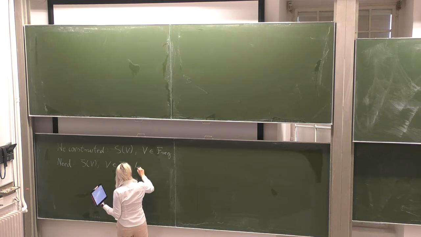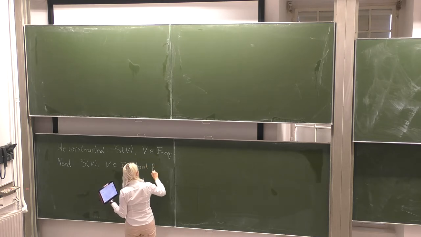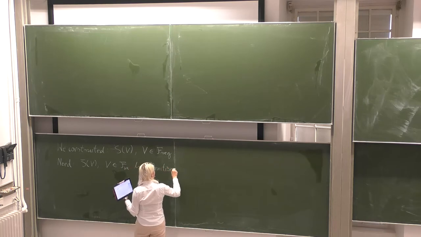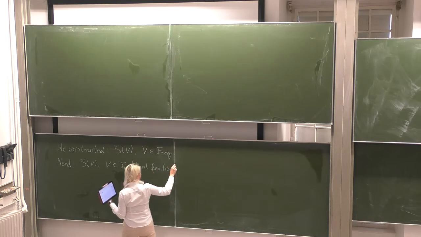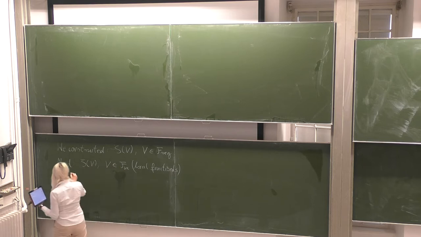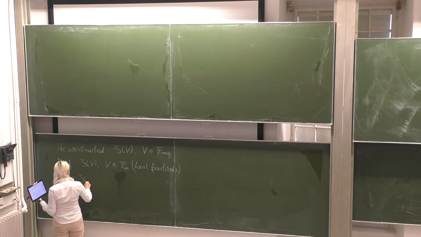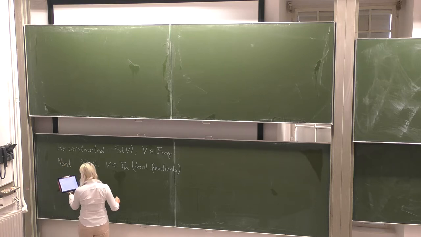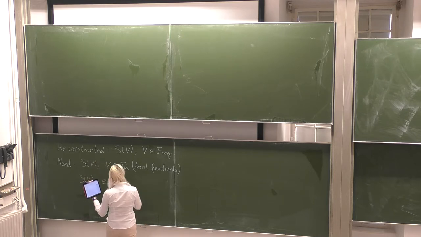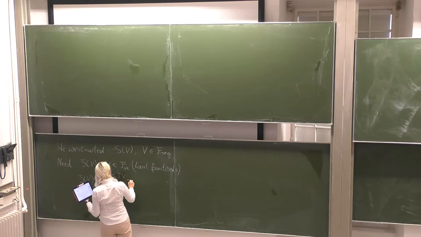Local functionals. Okay, and so this is the renormalization problem. First of all, let me recall the definition. S of V was defined as a time-ordered exponential of i over h bar T of V.